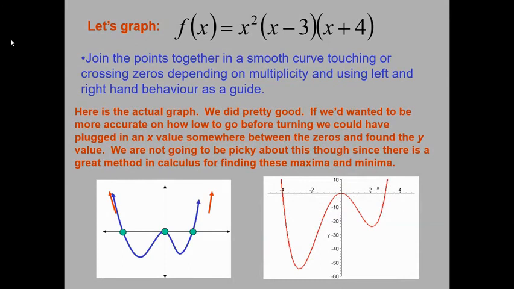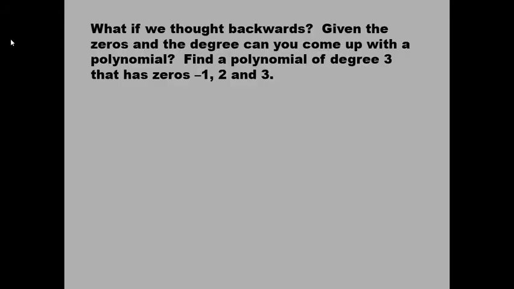Okay, here is the actual graph. We did pretty good. If you wanted to be more accurate on how low to go before turning, we could have plugged in an x value somewhere between the zeros and found the y value. We're not going to be picky about this, though, since there is a great method in calculus for finding the maxima and the minima. What if we thought backwards?